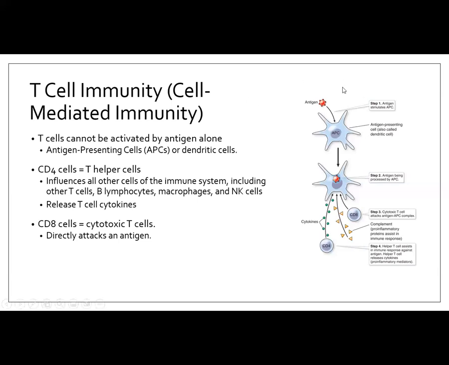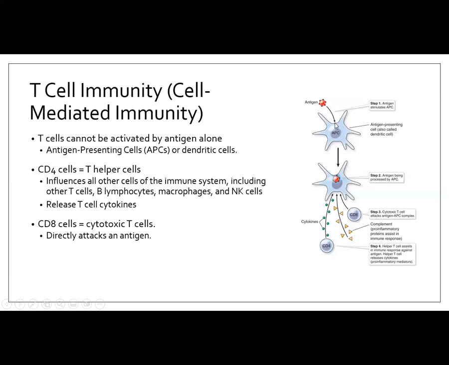The way your T cell immunity works is you've got the antigen here, and then step one, antigen stimulates the APC, your antigen presenting cell, also called a dendritic cell. Step two, antigen is being processed by the antigen presenting cell. Step three, cytotoxic T cell attacks the antigen-APC complex, and complement and pro-inflammatory proteins assist in the immune response. And then step four, helper T cells assist in the immune response against the antigen. Helper T cells release cytokines, pro-inflammatory mediators.